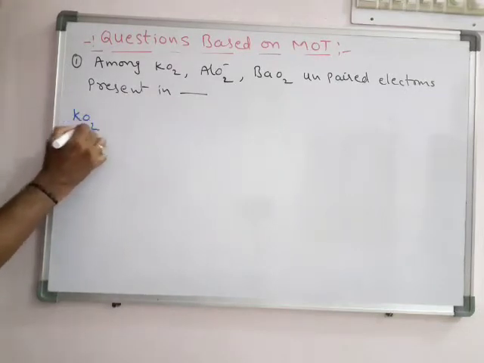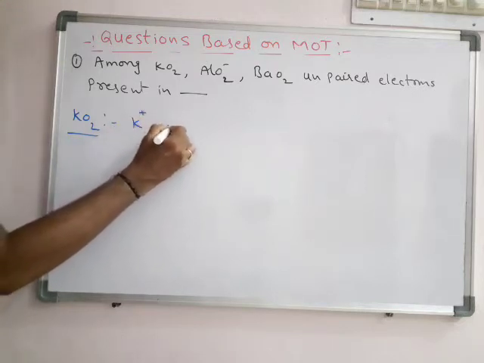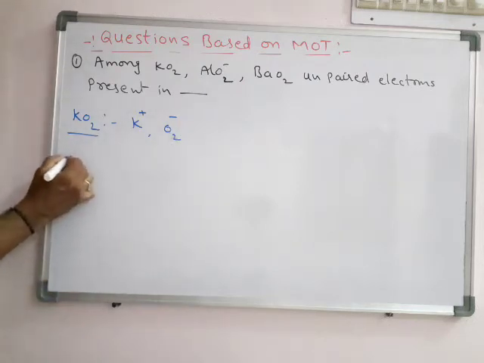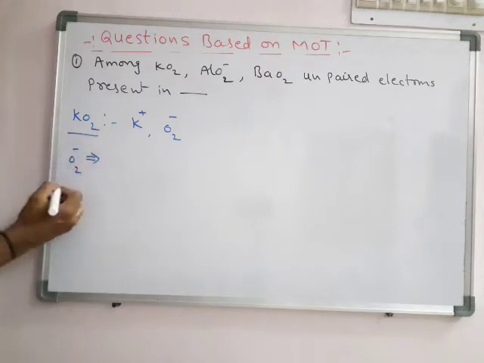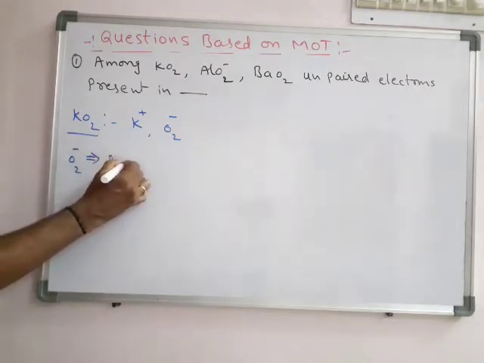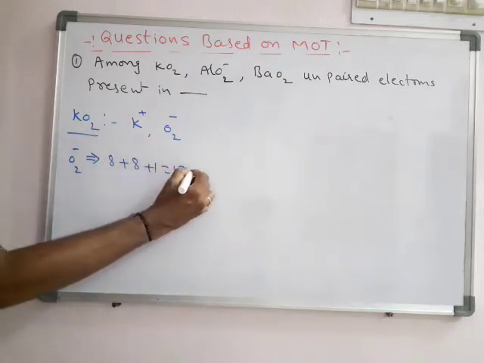First we see KO2. Actually KO2 is an ionic compound. It has K plus and O2 minus. You know already that in O2 minus there is an unpaired electron present. If you see the O2 minus configuration, how many electrons are present in total? Eight plus 8, by gaining 1 electron, has become 17 electrons.